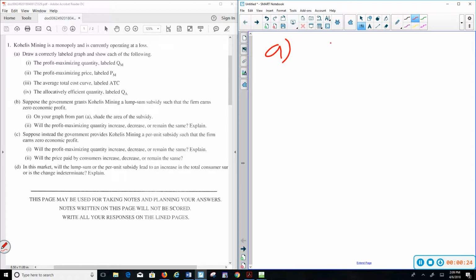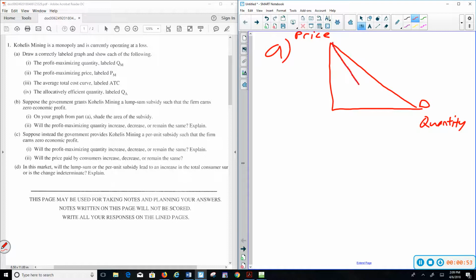Well, to begin our graph, we start with our axes. Remember, like most things in micro, price and quantity are going to be the two axes that we are dealing with. And from there, we need to add the monopolist demand curve. And the monopolist demand curve is downward sloping, like this, demand curve. And its marginal revenue curve comes down off of the demand curve, like so.